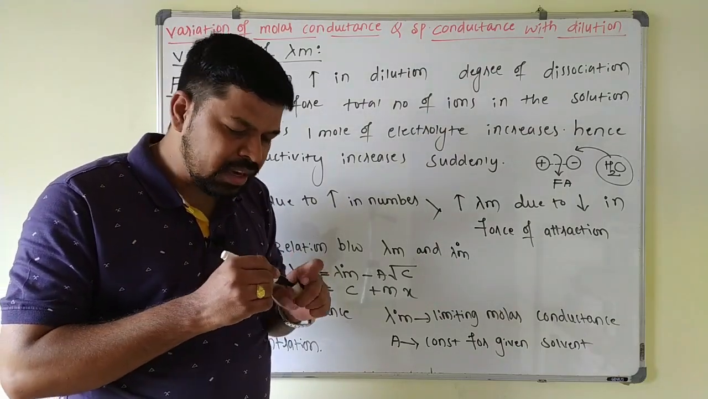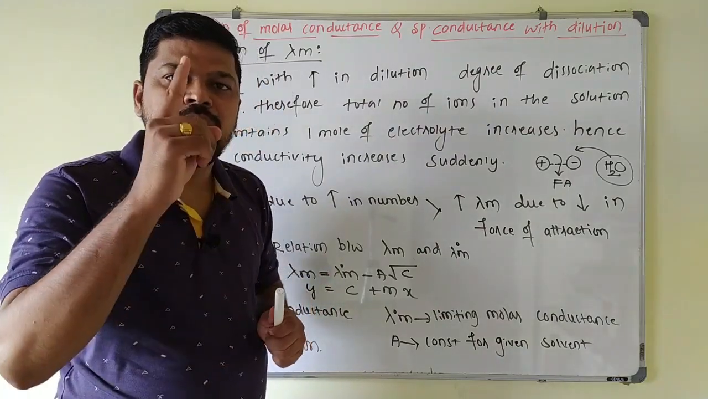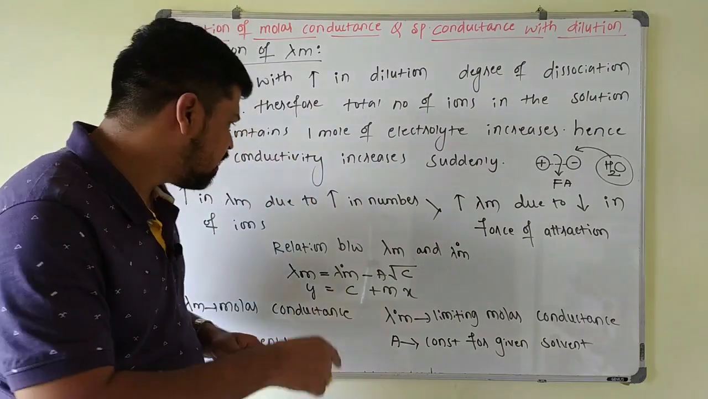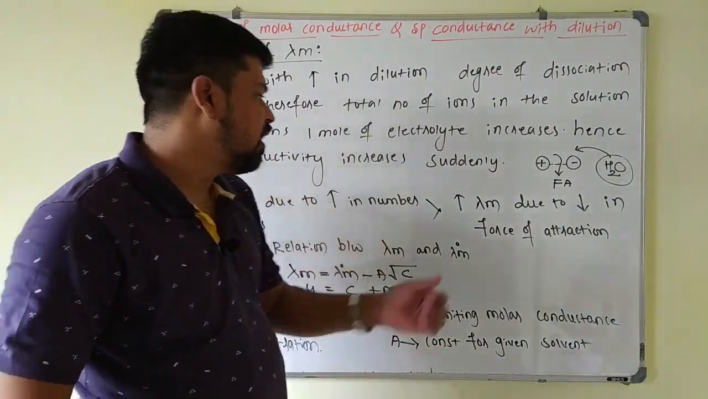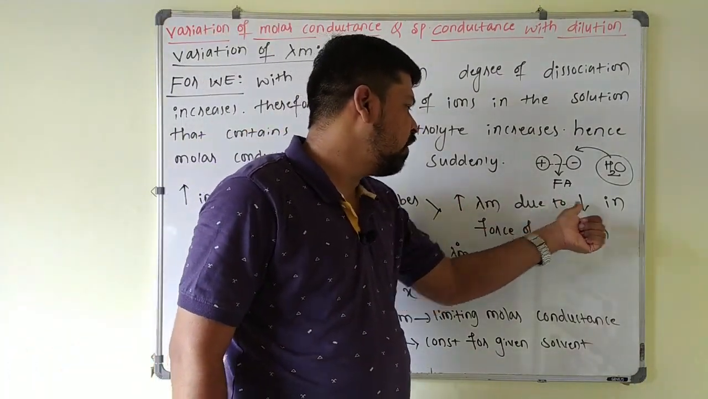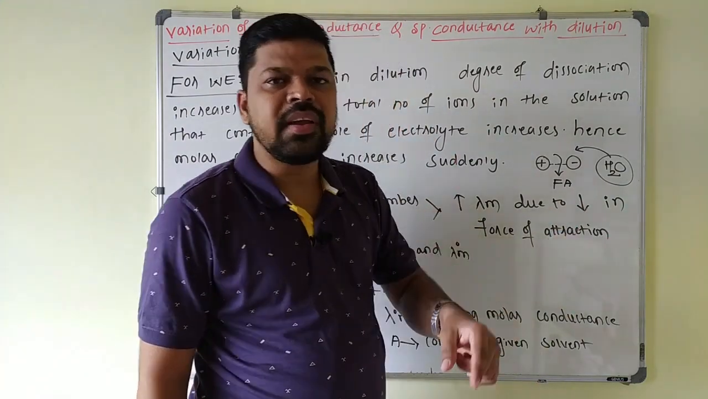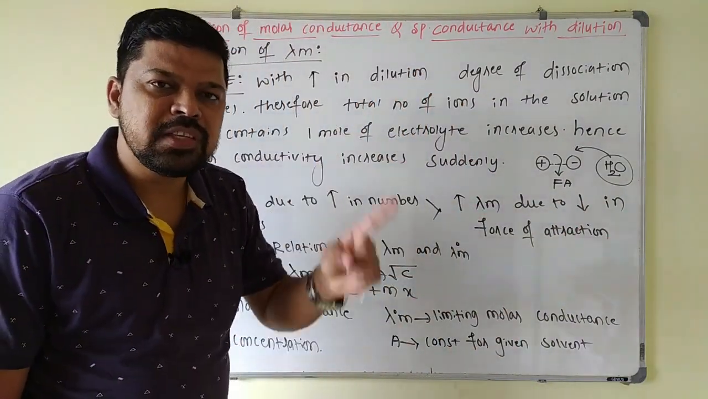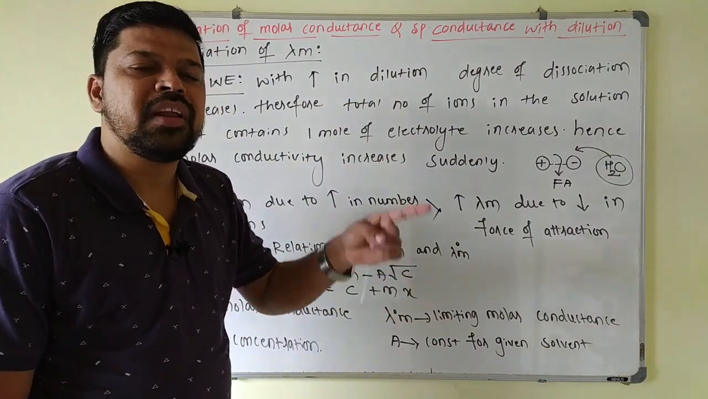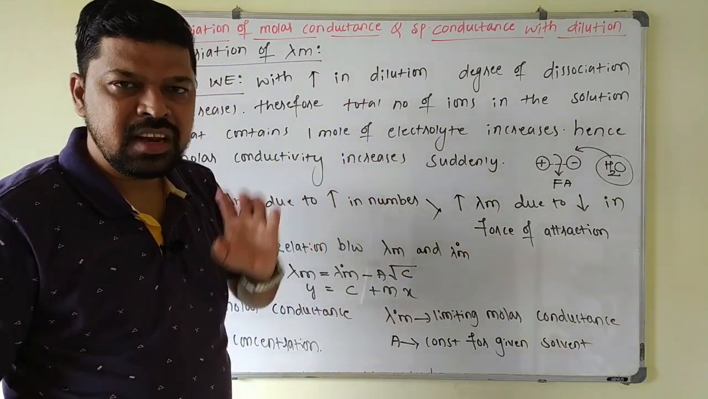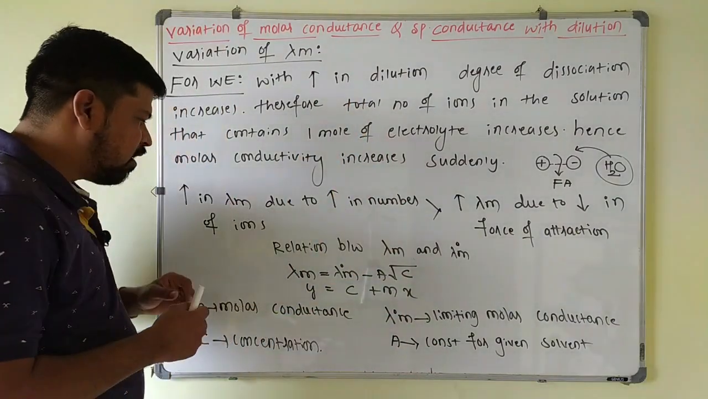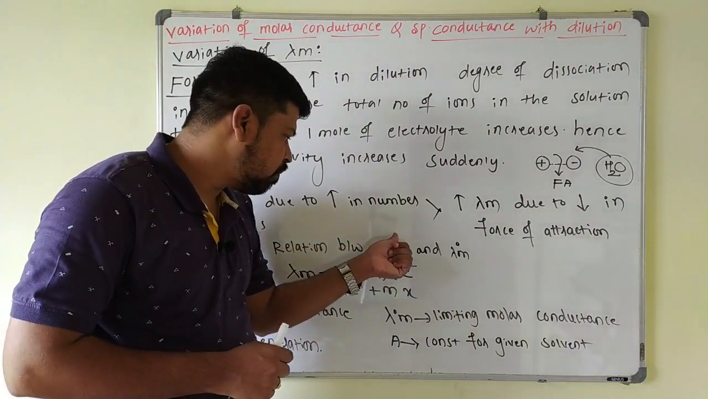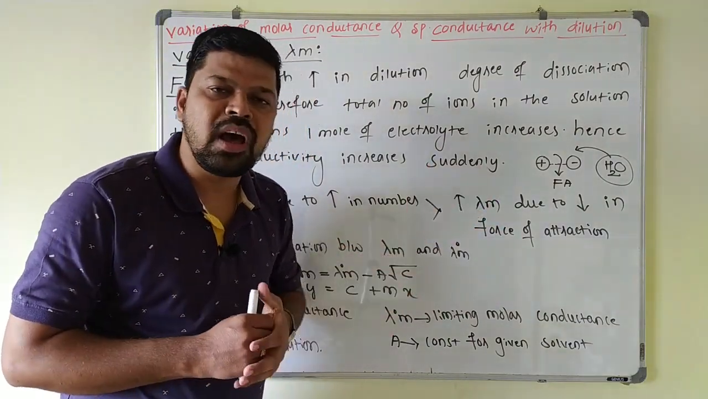Always keep in mind, the increase in molar conductance due to the increase in the number of ions is more than the increase in molar conductance due to the decrease in the force of attraction. That's why in case of weak electrolyte, their molar conductivity suddenly increases with increase in dilution. So here is another relation, the relation between molar conductance and limiting molar conductance.